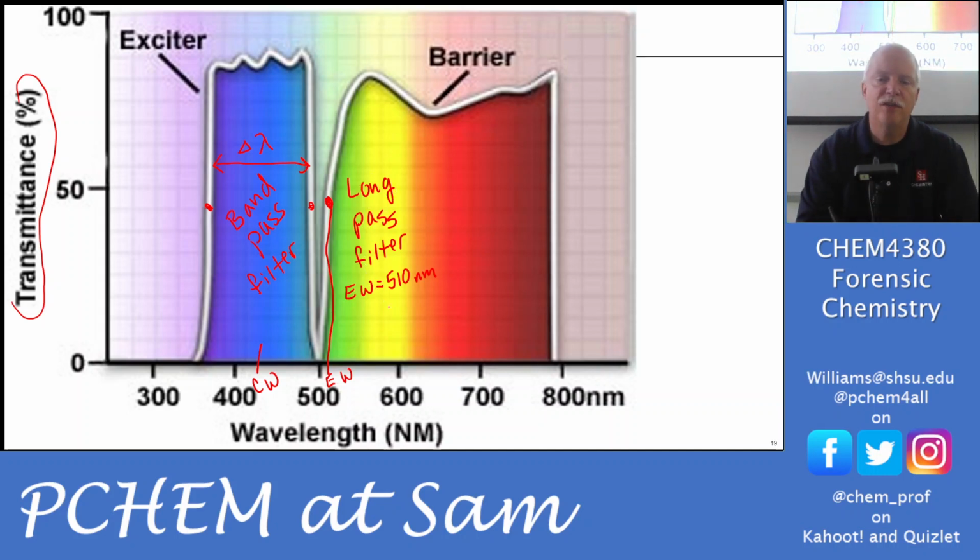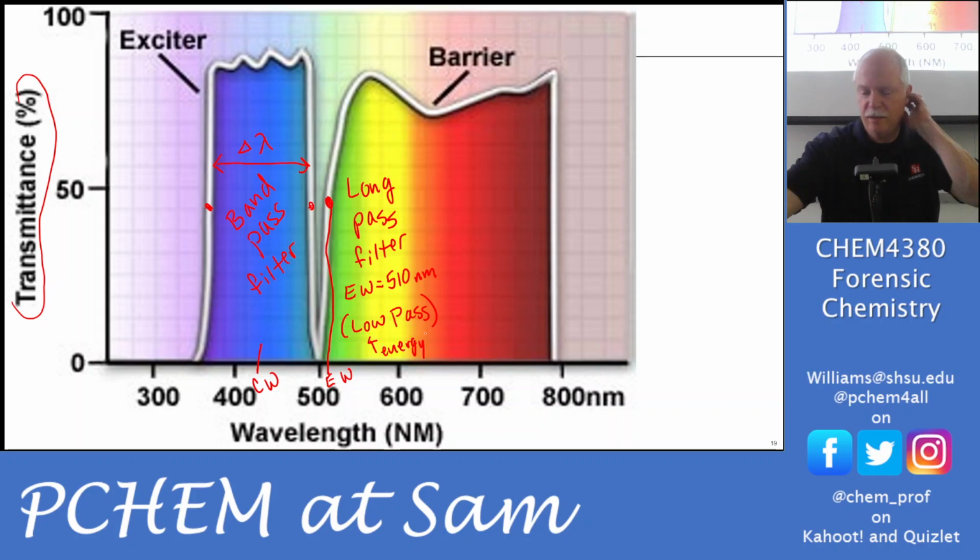Now, long wavelengths are also low energy, and so sometimes this is called a low pass filter. And low indicates energy. So low energy passing. And how do you keep those straight? Well, long is a distance, right? So whenever you see long or short, you're thinking wavelength. Whenever you see low or high, you're thinking energy. Okay, so long pass and low pass are the same thing.